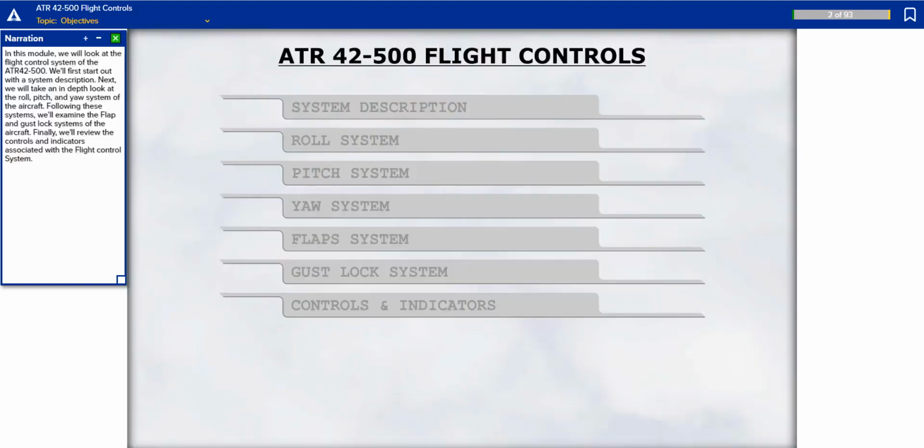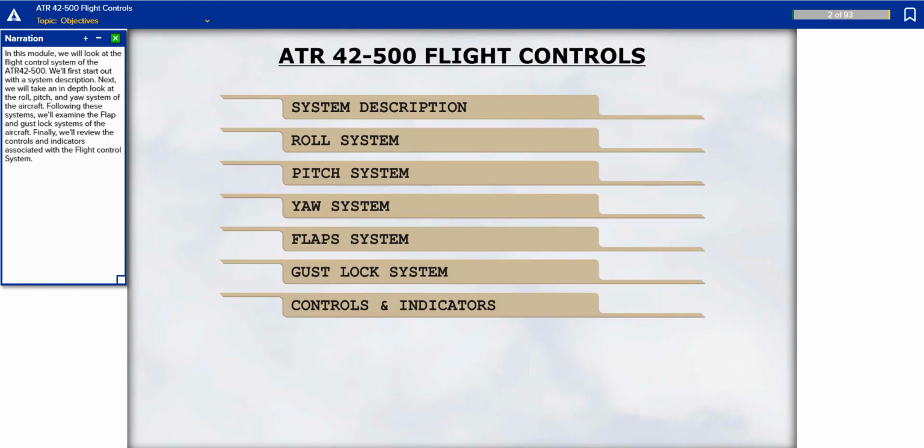In this module, we'll look at the flight control system of the ATR 42-500. We'll first start out with the system description. Next, we'll take an in-depth look at the roll, pitch, and yaw system of the aircraft. Following these systems, we'll examine the flap and gust lock systems of the aircraft. Finally, we'll review the controls and indicators associated with the flight control system.